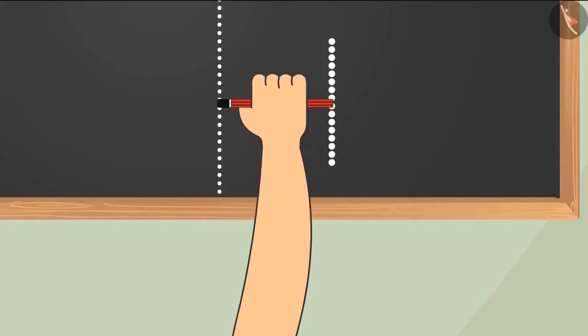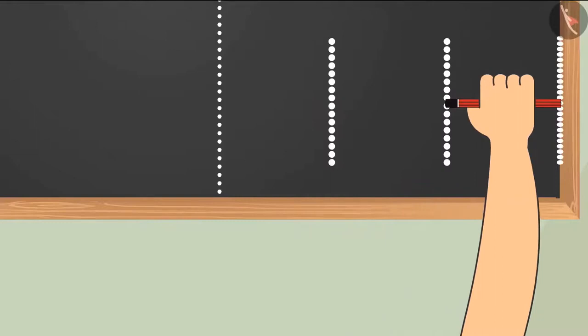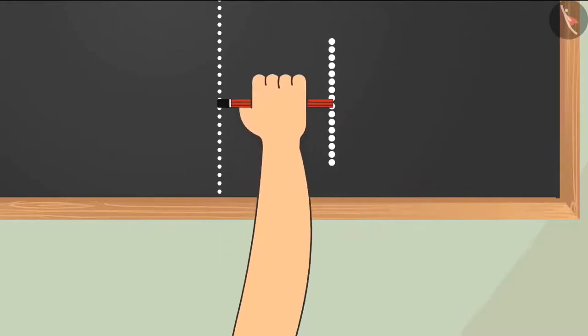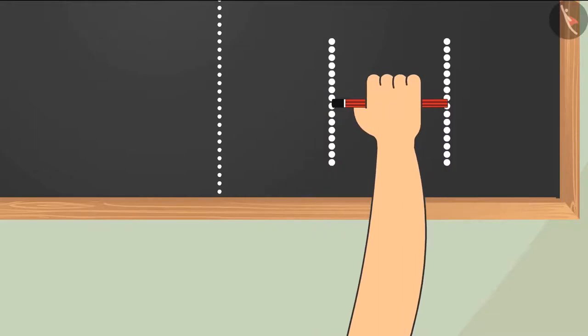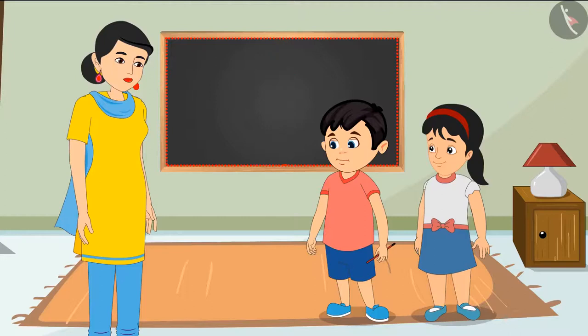Children, do you think Pinky has properly measured her space? Yes, you thought right. Pinky has measured it correctly. This means Chotu's space is more than Pinky's space. Come on, let me share your space equally. Mother divided Chotu and Pinky's space equally between them.